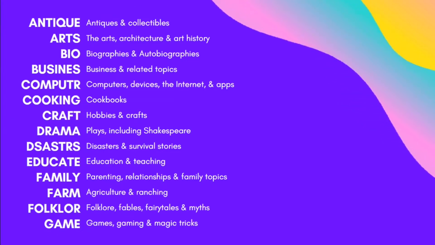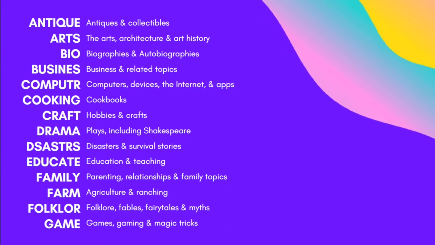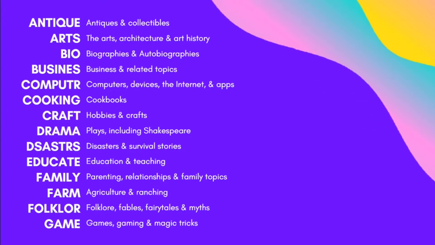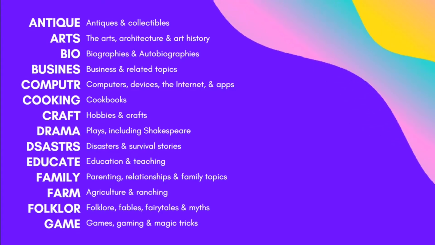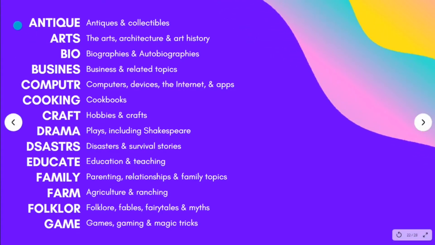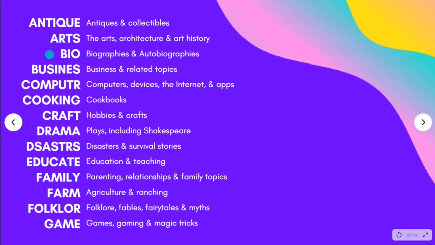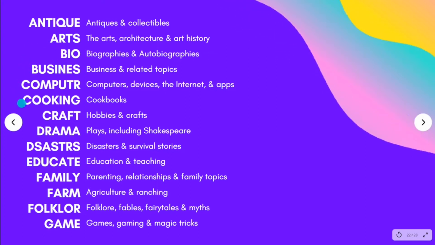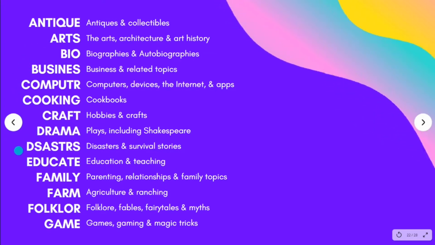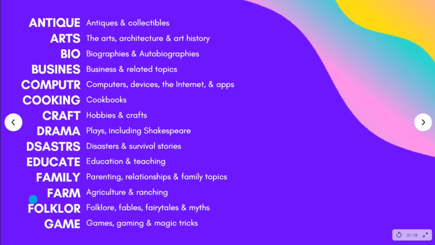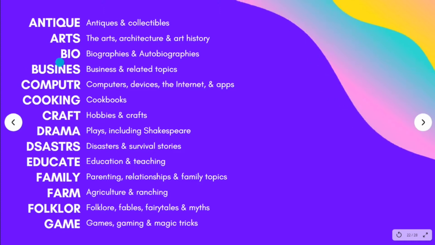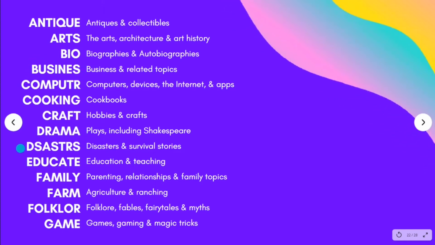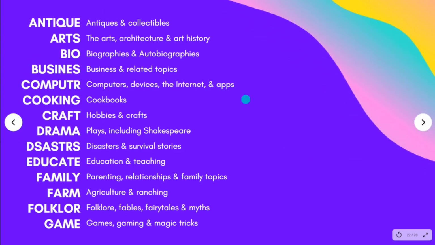Really quickly, I do want to actually show you a list of all the nonfiction topics that we have, because I think it's a really good idea for you to have an idea of what we have available as you start browsing. So we've got antique, arts, bio, business, computer, cooking, craft, drama, disasters, educate, family, farm, folklore, game. And again, keep in mind, a lot of these are going to be limited to 7 characters, so that's why they're spelled in unique ways.